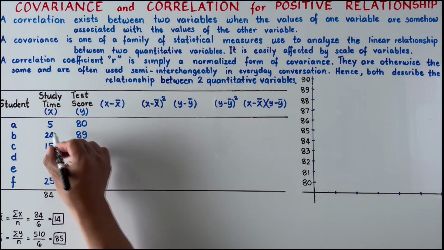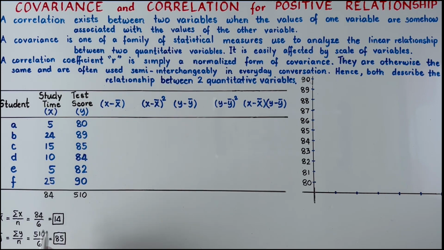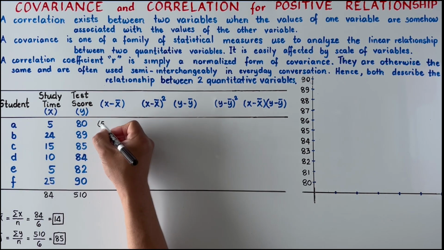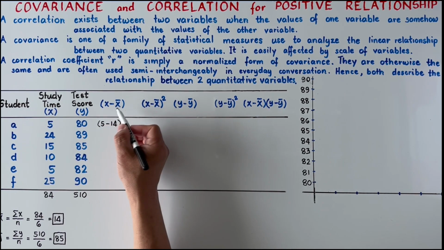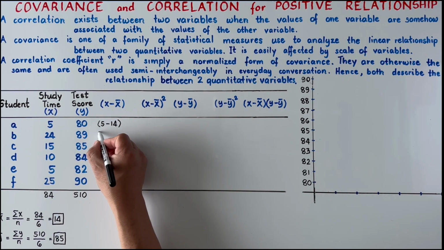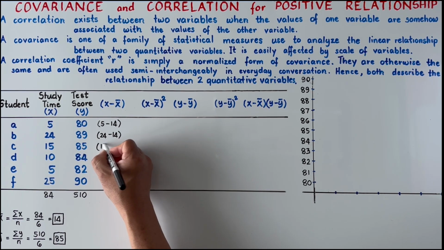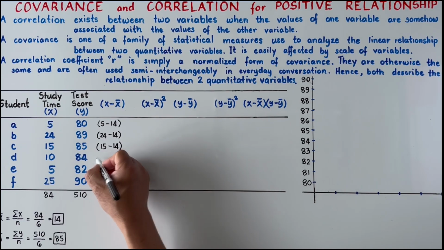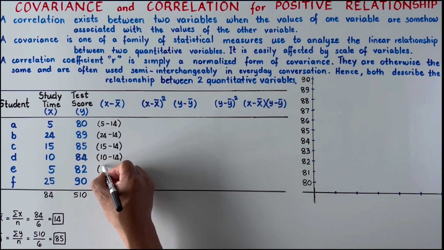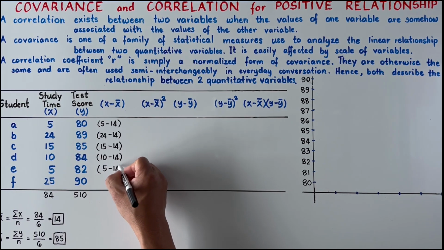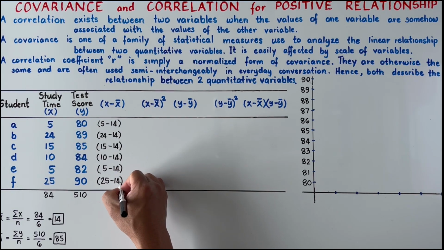Now we can compute for the deviation of each value in x from the average of 14. So we have here 5 minus 14. So subtract each value by its mean. And also 24 minus 14. And here 15 minus 14. Also this one is 10 minus 14. And we have here 5 minus 14. And also 25 minus 14.